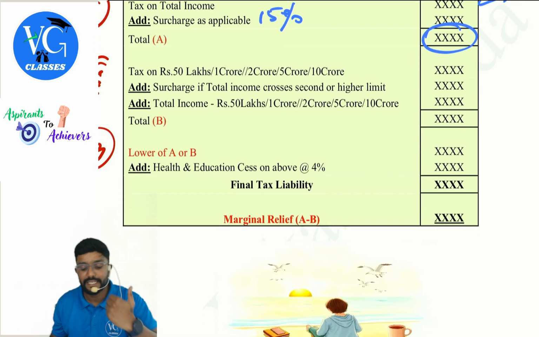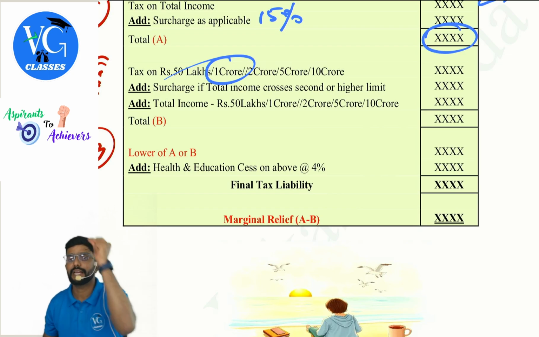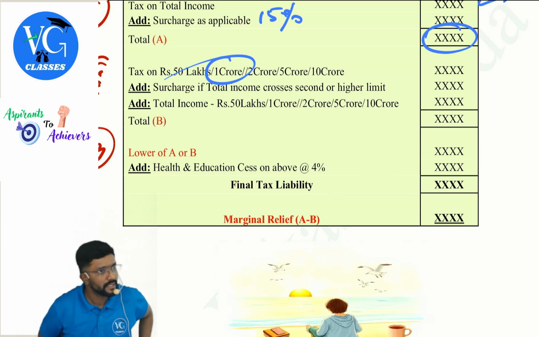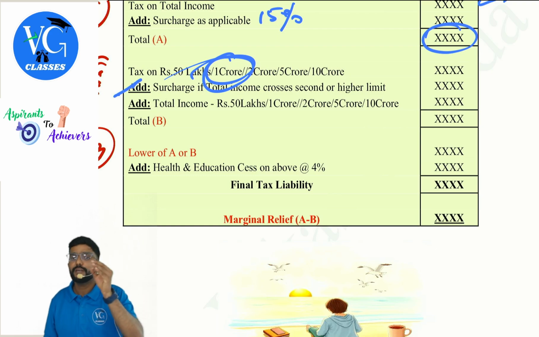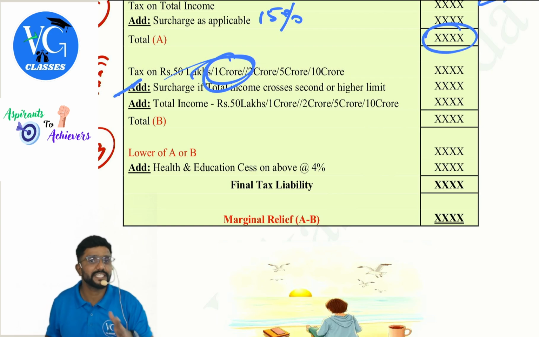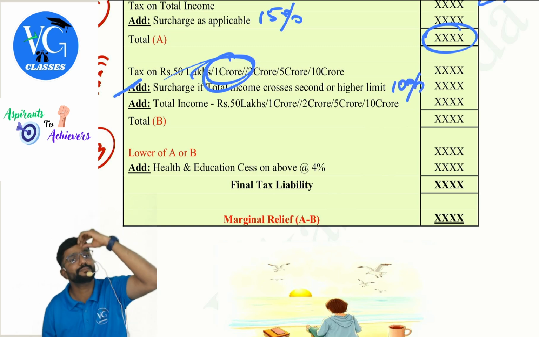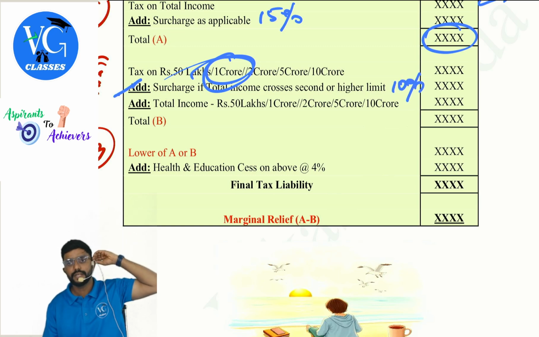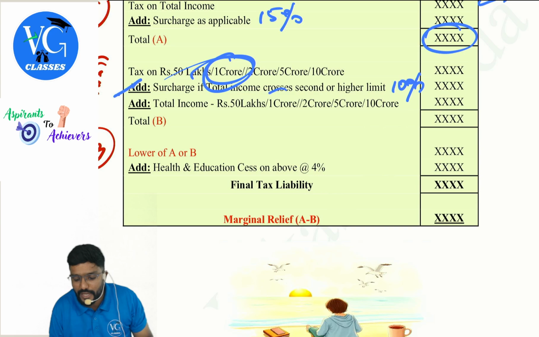Next. Calculate tax on the figure you have crossed. How much is the limit I have crossed? 1 crore. Calculate tax on 1 crore, at whatever rate is applicable to the assessee. Next. Sir, is surcharge applicable if my total income is 1 crore? Yes. If total income is exactly 1 crore, still surcharge is applicable. How much, sir? 10%. More than 50 lakh up to 1 crore. So should I add surcharge here, sir? Yes. How much? 10%.